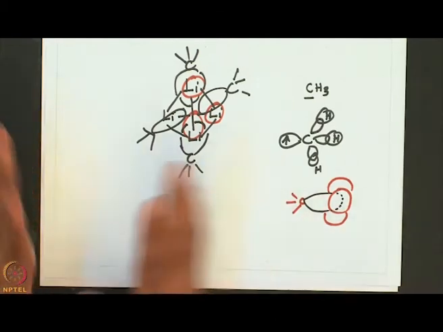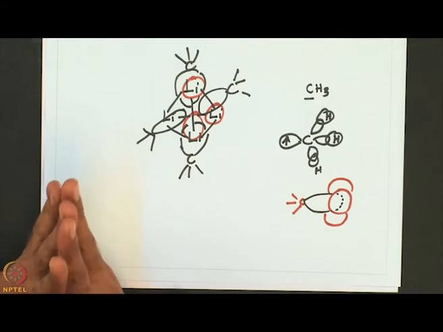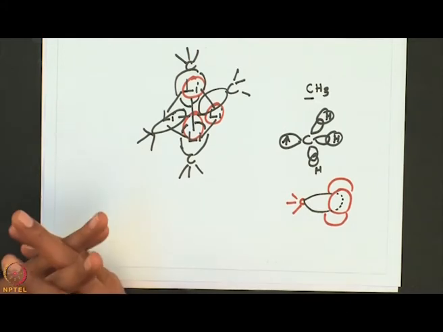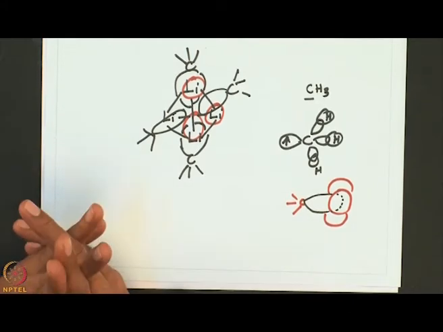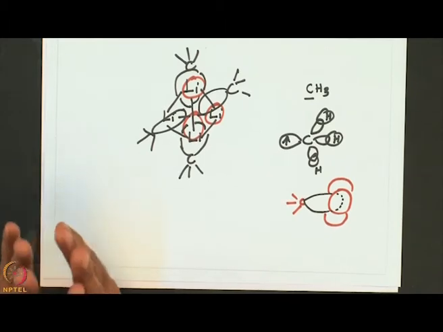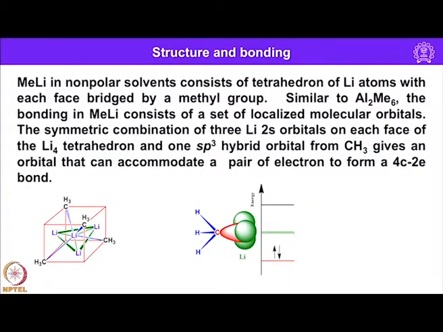Okay, so this gives some idea that it essentially shows 4 center 2 electron bonds. Each lithium has 1 electron and each methyl group has 1 electron, so that we have essentially 4 electrons from methyl groups and 4 electrons from lithium that form covalent bonds, and the remaining lithium atoms are not contributing anything. As a result, 3 lithium and 1 carbon constitute 4 centers, but we have only 2 electrons. So here we have a 4 center 2 electron bond.